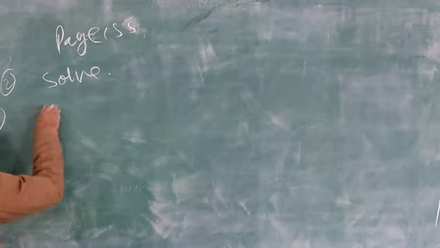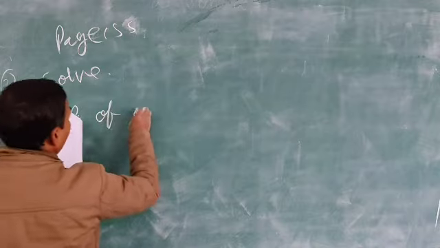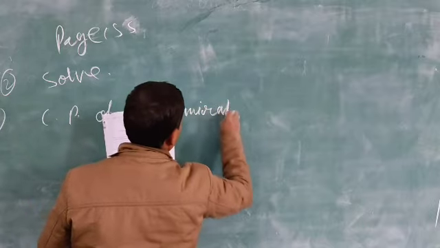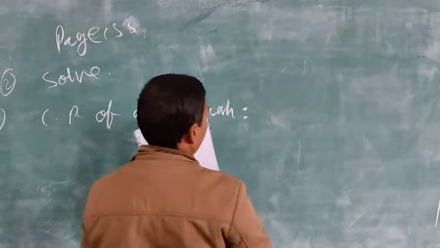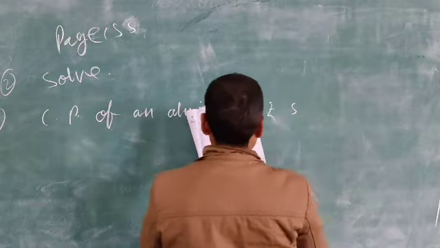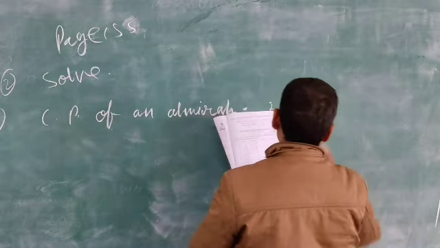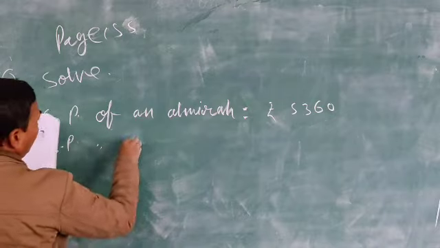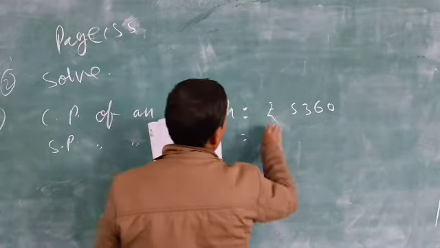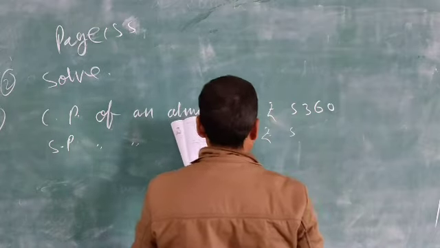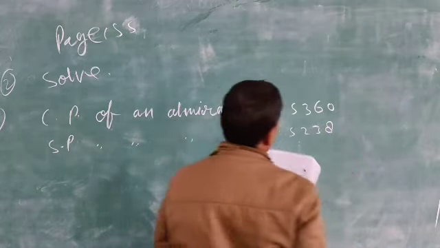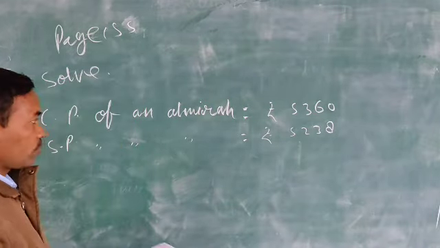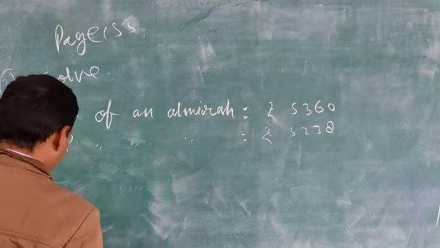So you can write CP of an almirah rupees 5,360 and the selling price of that almirah is rupees 5,238. Here SP is less than CP, so there will be a loss. So you can find the loss.